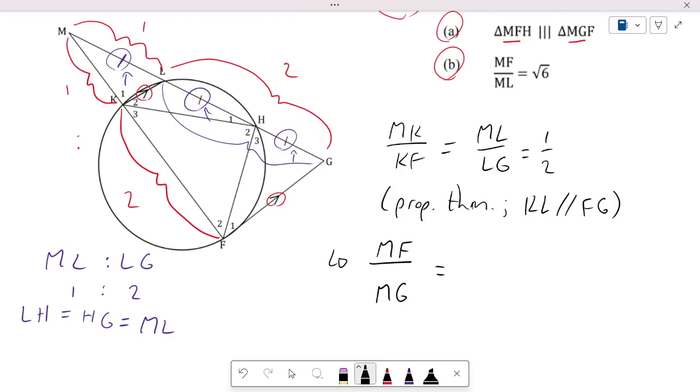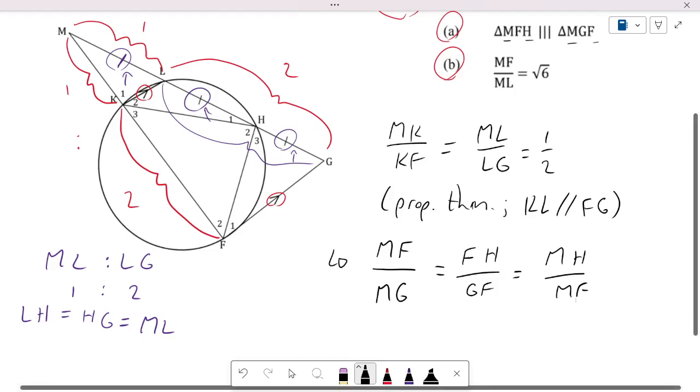This is grade 9 stuff. You guys have learned this in grade 9. And then we have the last 2 letters of each triangle, which must be divided by each other: FH over GF. And then we have the first and last 2 letters of each triangle, which is MH and MF, so MH over MF.